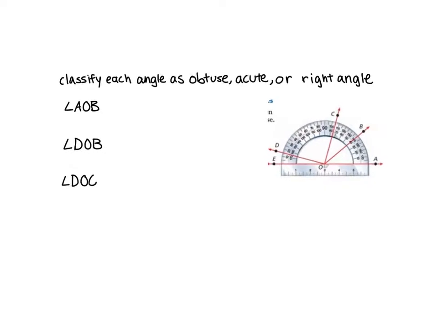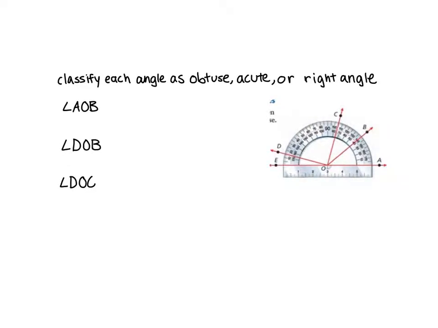Classify each angle as obtuse, acute, or right angle. So let's look at angle AOB. This would be acute. What makes an angle acute? Less than 90 degrees.